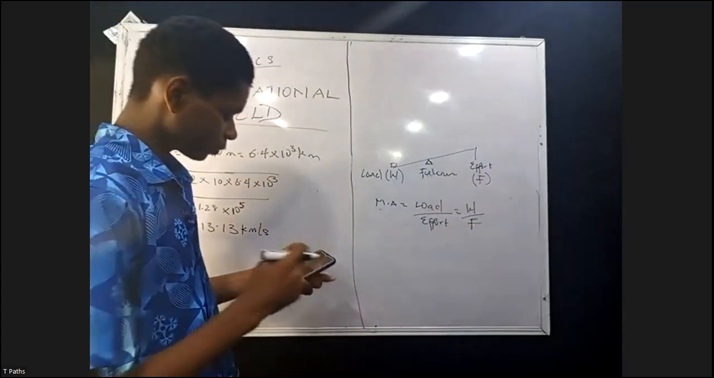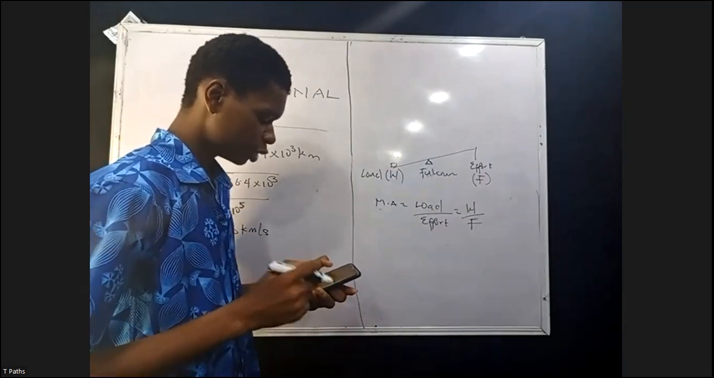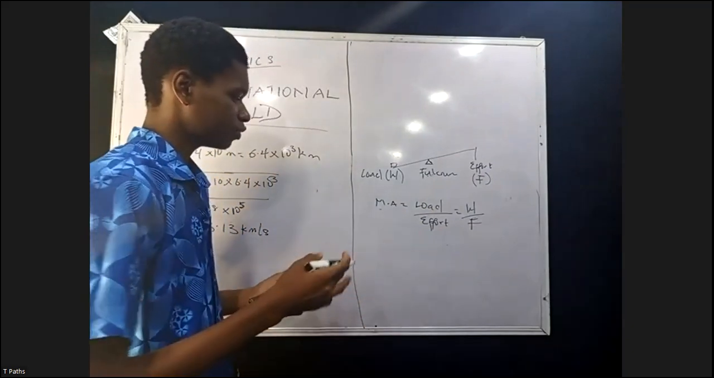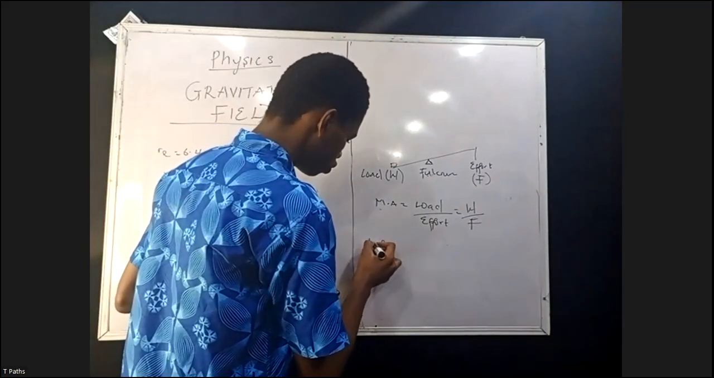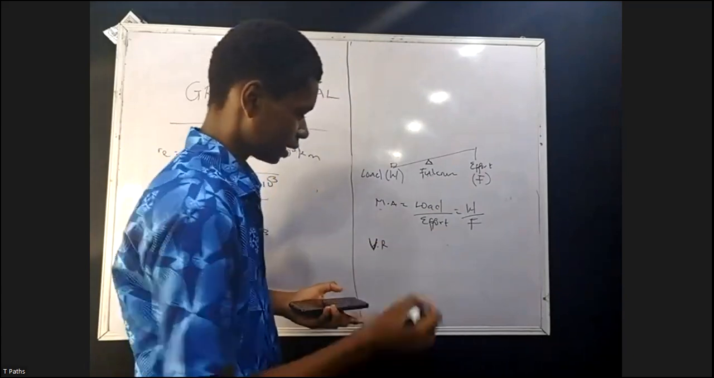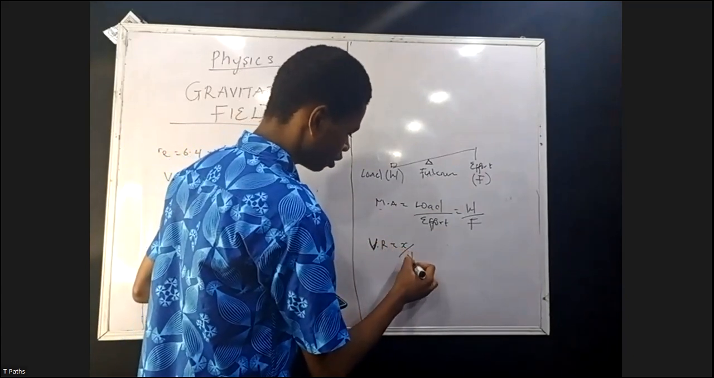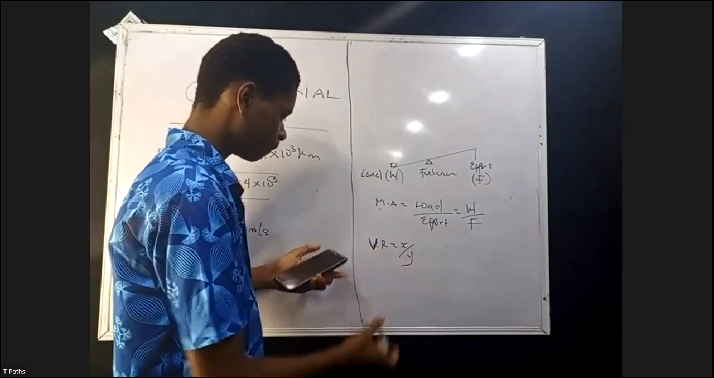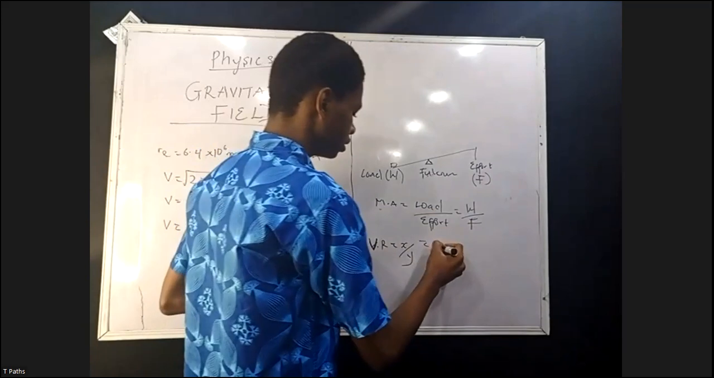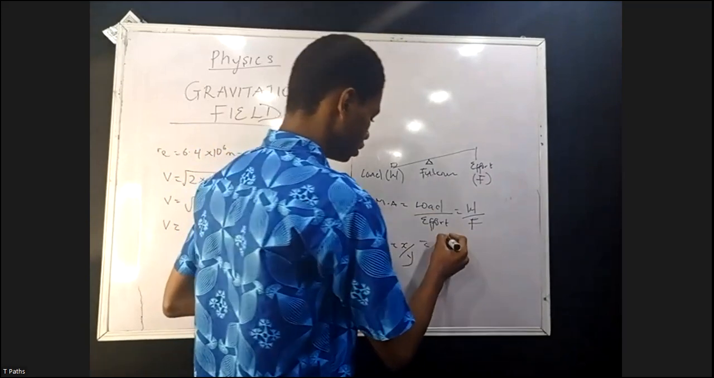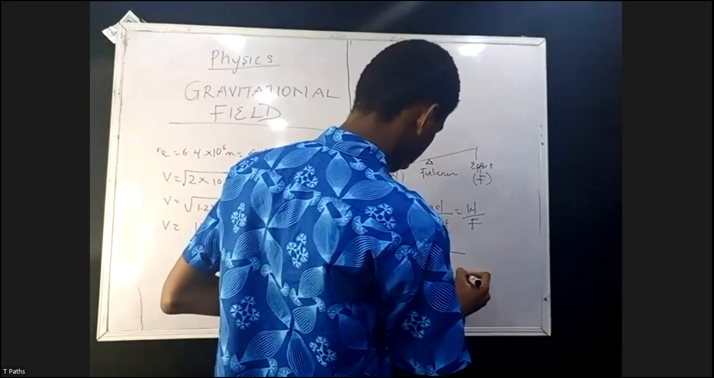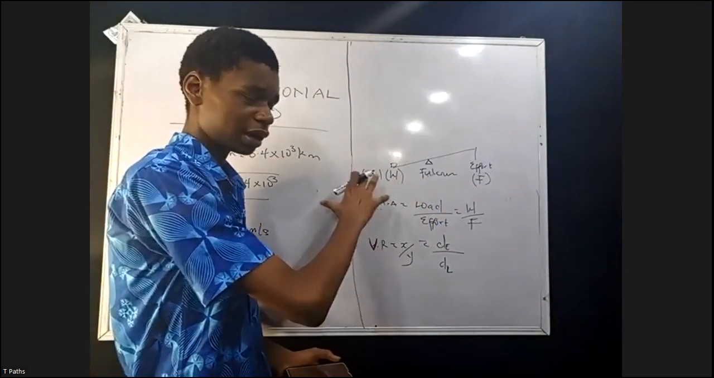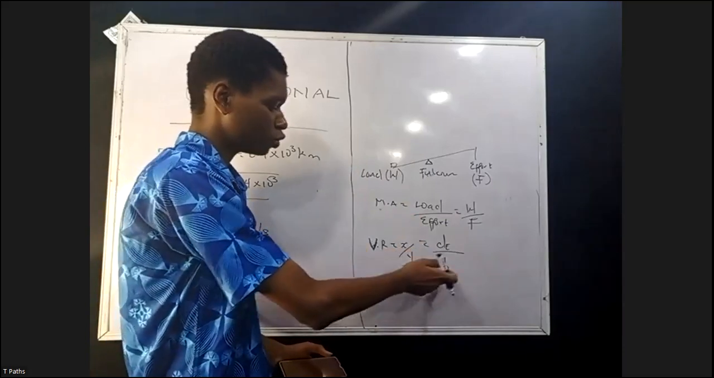Now, the velocity ratio of a lever is calculated as the distance moved by effort over the distance moved by load. The distance moved by load, I can call X, while the distance moved by effort, I can call Y. So the velocity ratio of a lever is the distance moved by effort over the distance moved by load.